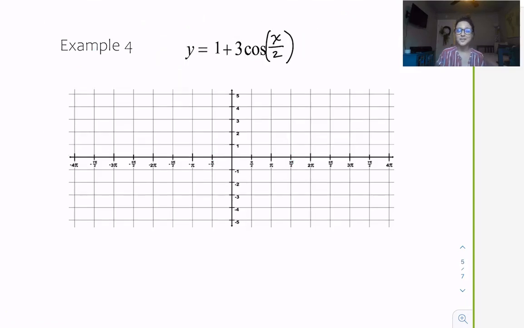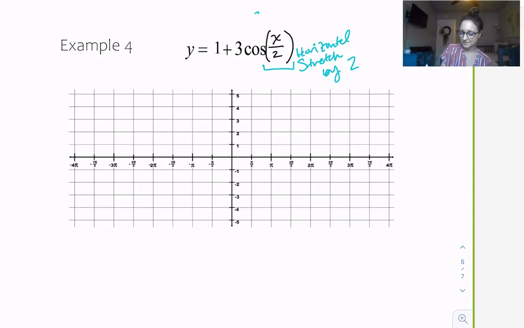All right, example 4 is y equals 1 plus 3 cosine of x divided by 2. How many transformations here from the parent function? 3 transformations. So let's start with the inside. I've got divided by 2, and remember inside's opposite, so you have to think, what do I need to do to get x by itself? I need to multiply by 2, right? So this is going to actually be a horizontal stretch by a factor of 2, right?